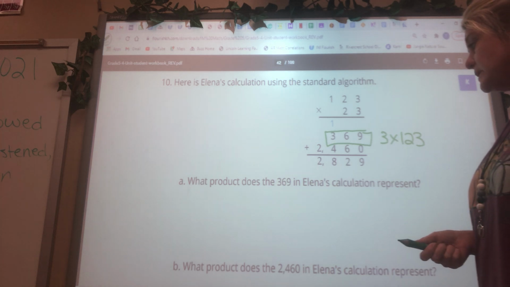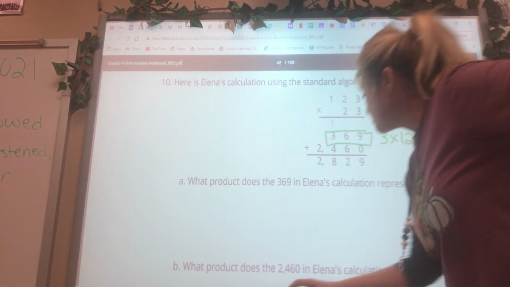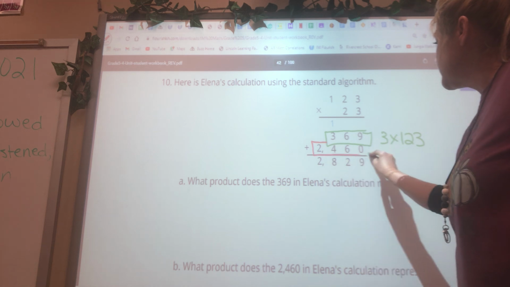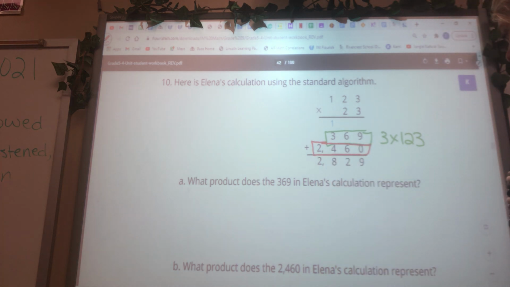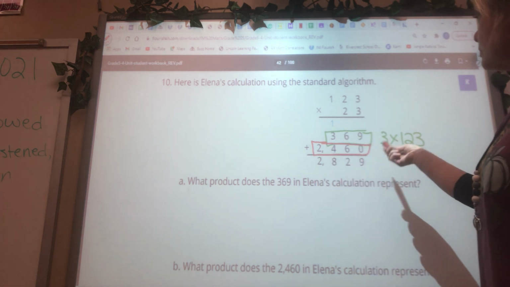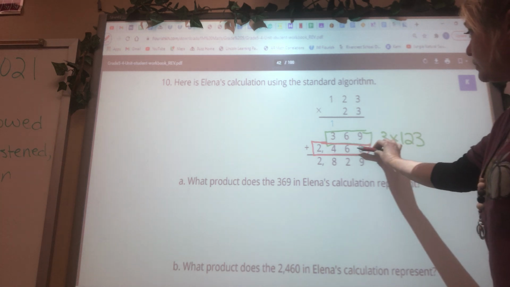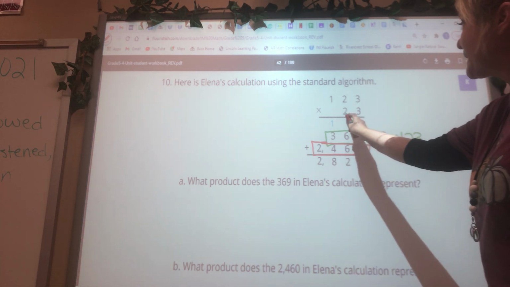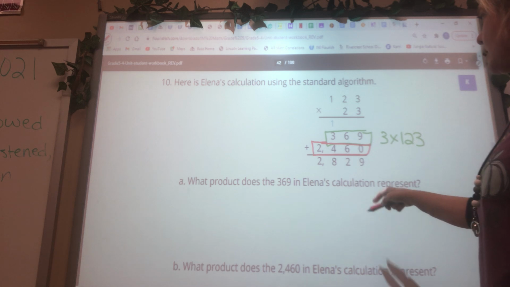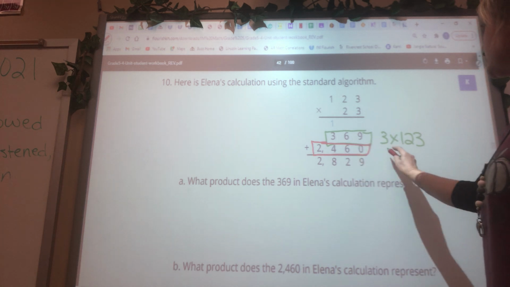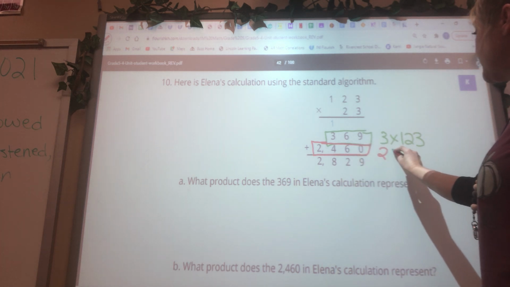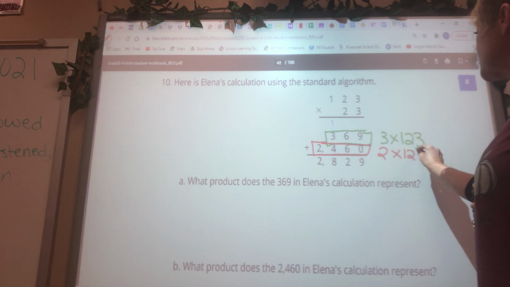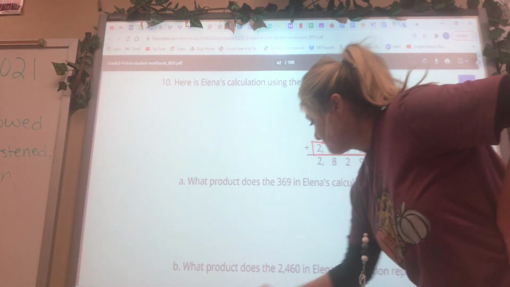And then part B says, what does the product 2,460 represent? Well, we know that using standard algorithm, the second row is where I multiply the second number times everything on top. So the 2,460 represents me multiplying 2 times 123. Okay?